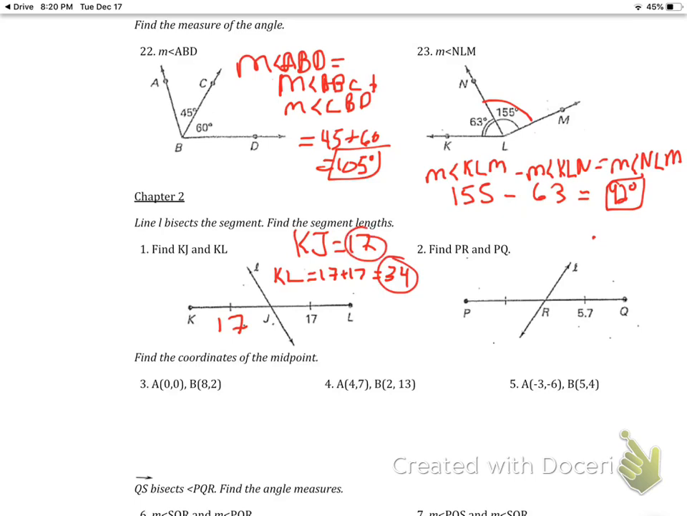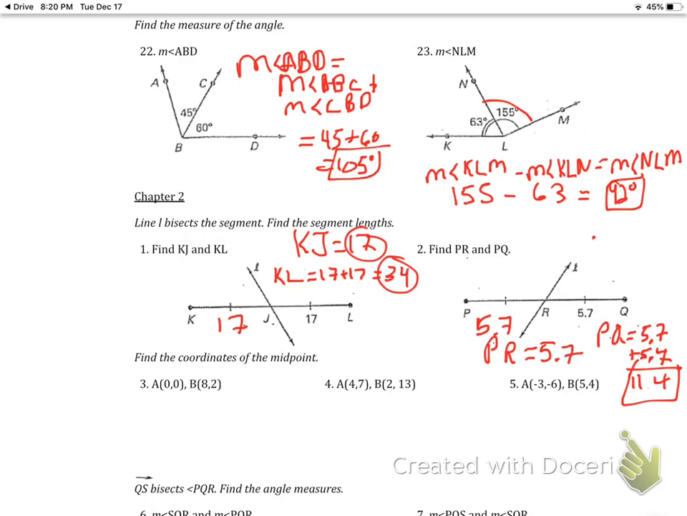Over here we have PR and PQ. Once again, bisected. You see the little tick marks denote that. That means that this part here is 5.7. So that means PR equals 5.7. And then to get PQ, it's going to be 5.7 plus 5.7, which should give me 11.4. My little stylus isn't working the best right now, so I'm trying to bear with it.